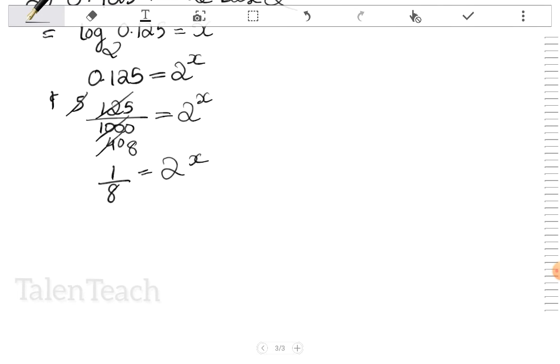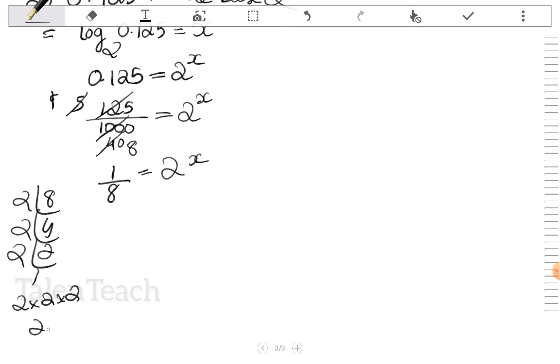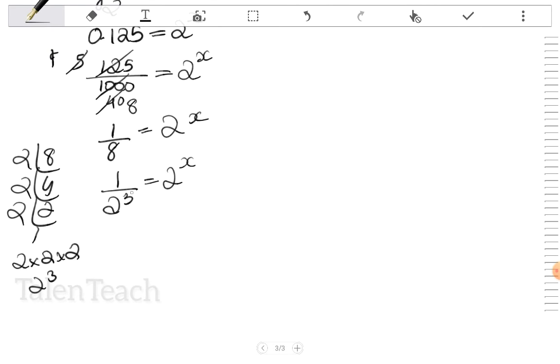Okay, so now we have to make the bases the same. Here 1 by 8 we can express in terms of 2. When we factorize 8, 8 is 2 into 2 into 2, which is 2 cubed. So 1 by 8 we can write as 1 by 2 cubed, which is equal to 2 raised to x. Next we bring this 2 cubed to the numerator, and it will be 2 raised to minus 3. The power will be negative.